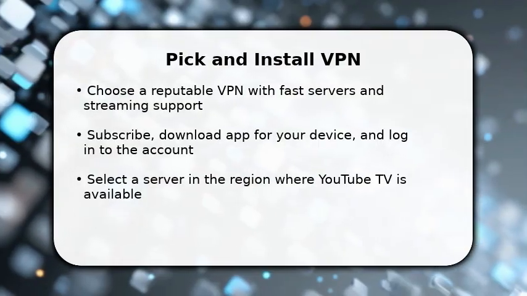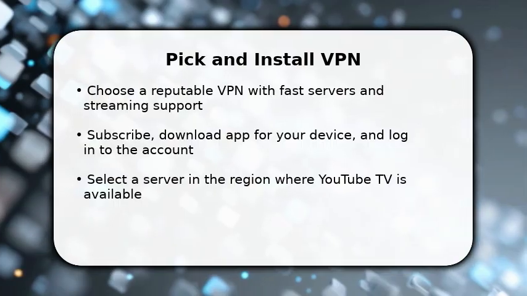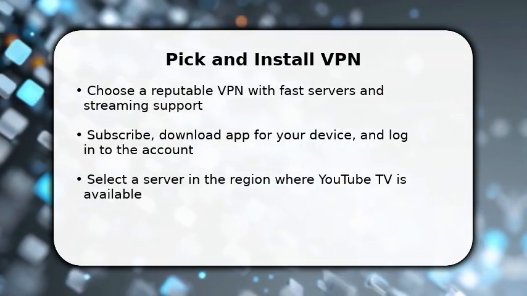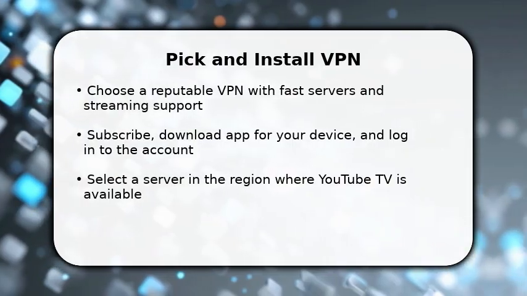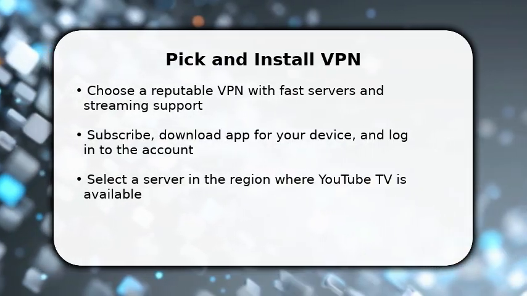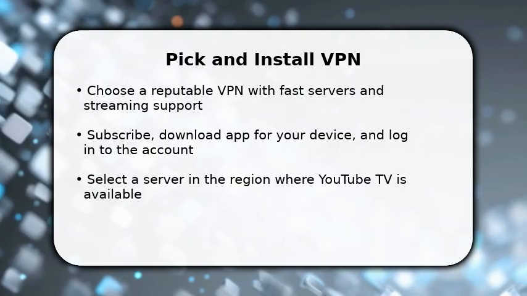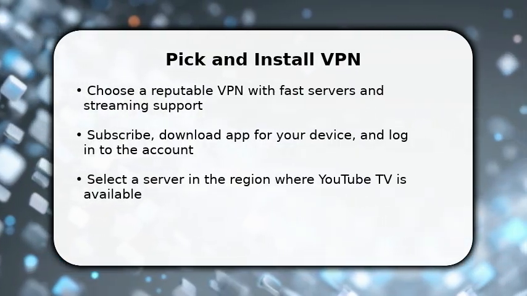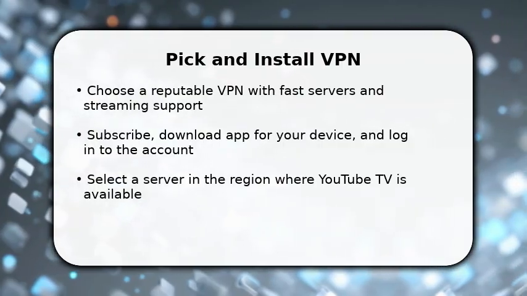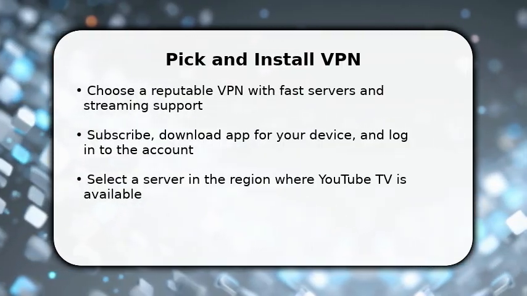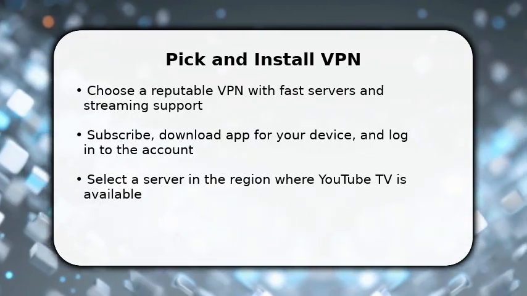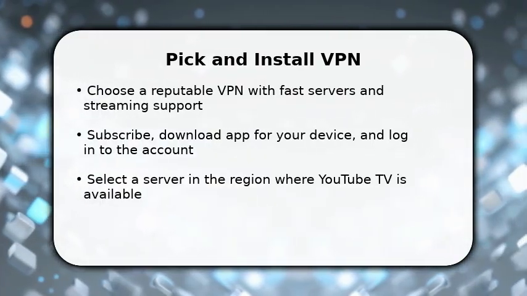You start by picking a quality VPN that explicitly supports streaming. You want speed and reliable unblocking. Once selected, subscribe and install the VPN app on the device you use for YouTube TV. Make sure you log into the VPN and choose a server located in the same region as your YouTube TV account to minimize geo-blocking issues. This reduces latency and avoids region mismatch when you proceed to the app.